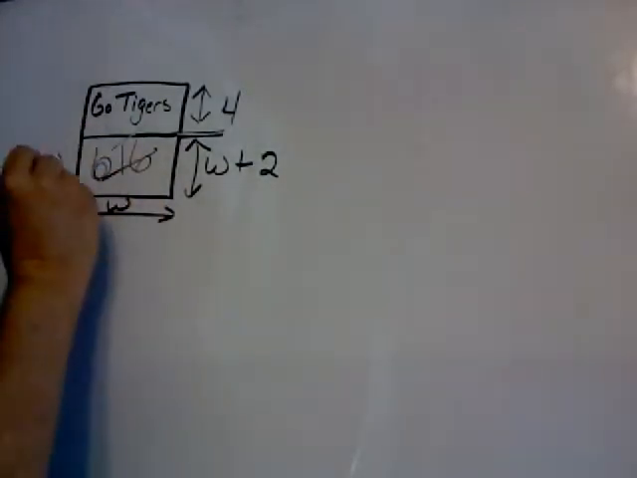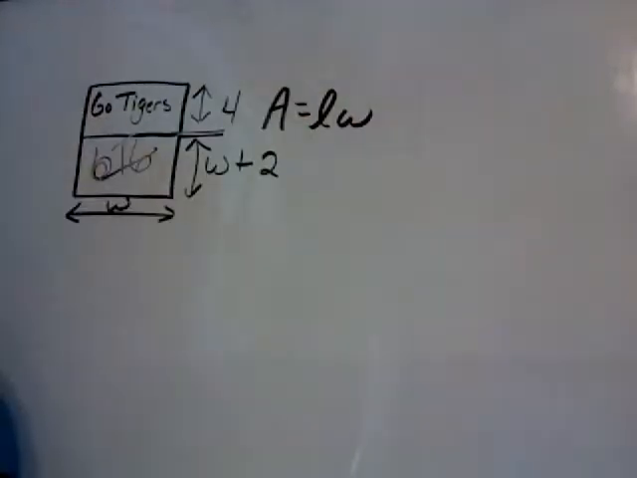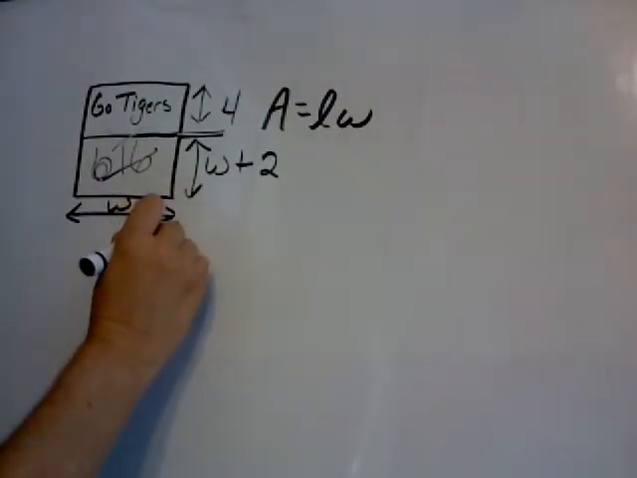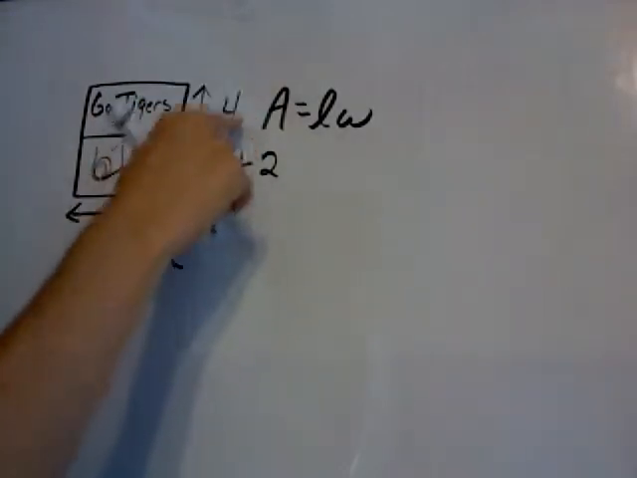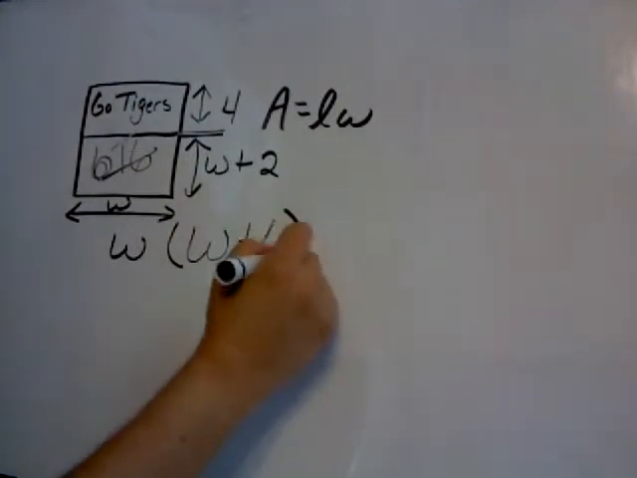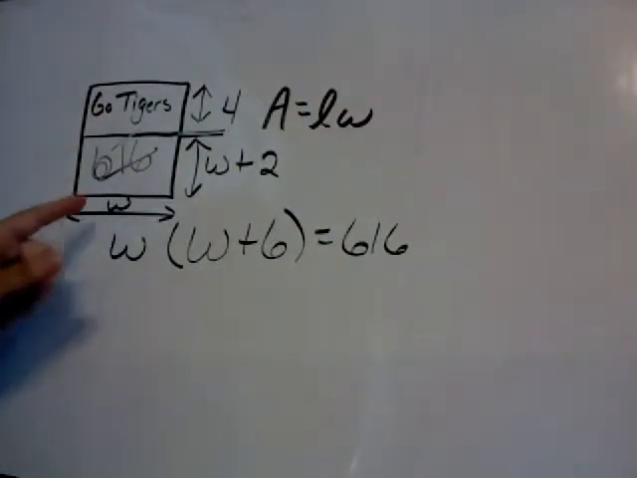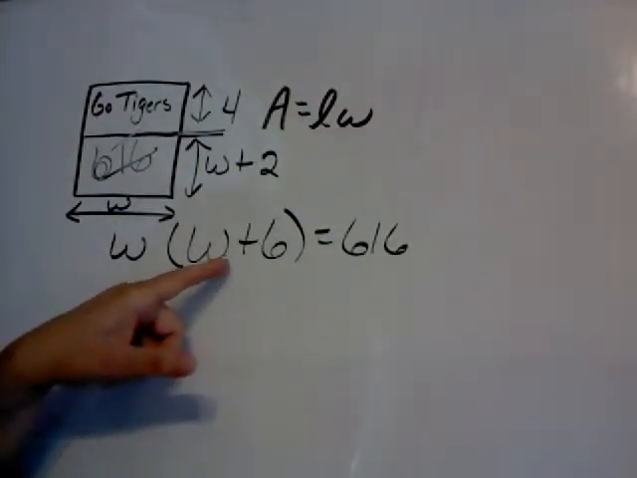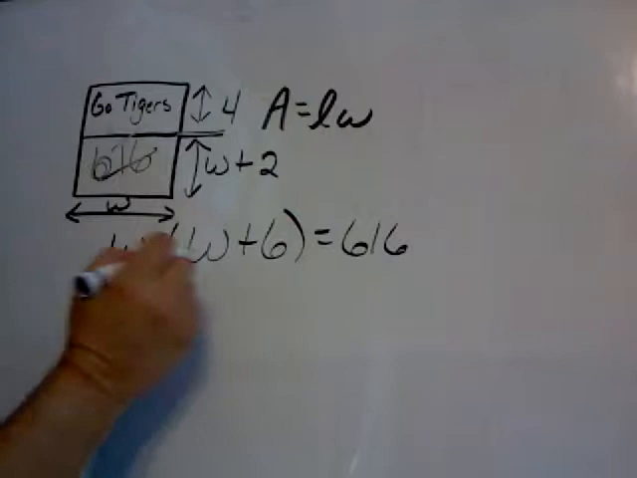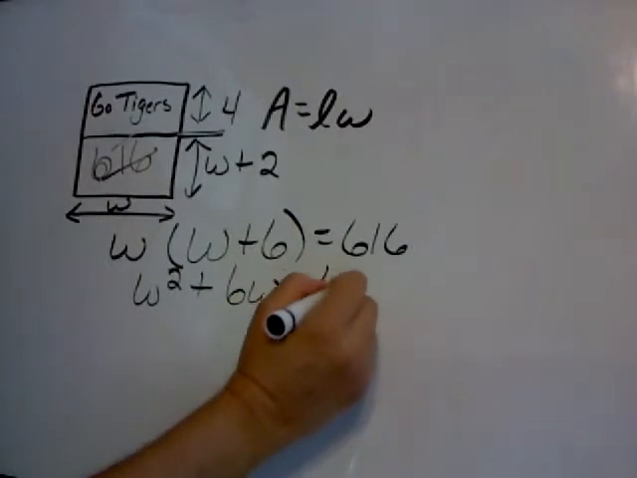Now remember that for a rectangle like this, area equals length times width. So I take the width, which is W, and multiply it by the length here. W plus 2 plus 4 is 6, so W plus 6, and I set all this equal to 616. So W times W plus 6 equals 616. W times W is W squared, plus 6W equals 616.